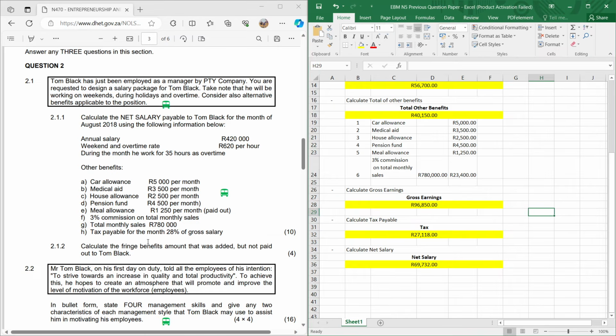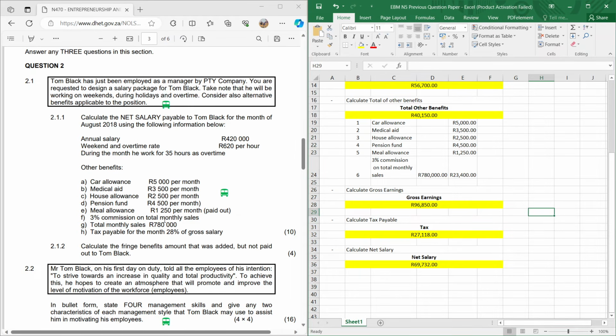That is that. And then let's look at the next question. This one says calculate the fringe benefits amount that was added but not paid out to Tom Black. Question 2.1.2, right? Now this one, it is very easy to be confused by this question because they are actually asking you to basically add everything here. However, your answer should be what was not paid out to Mr. Tom Black. Everything that was paid out should not reflect in your answer.